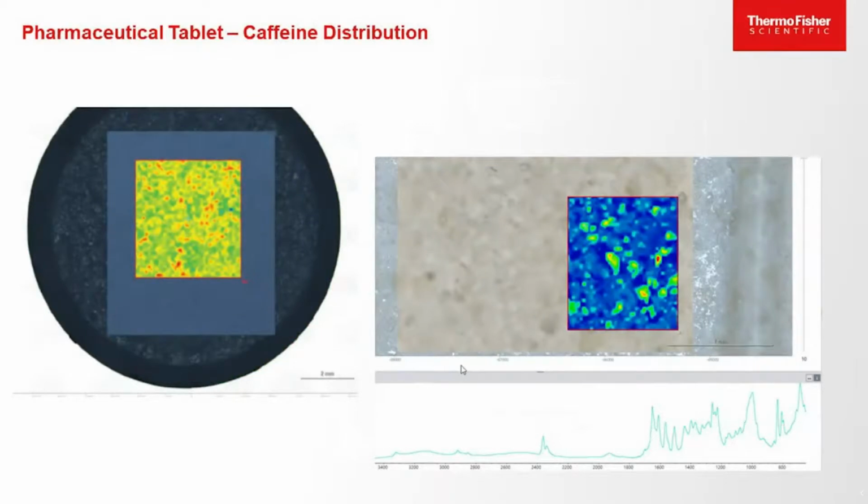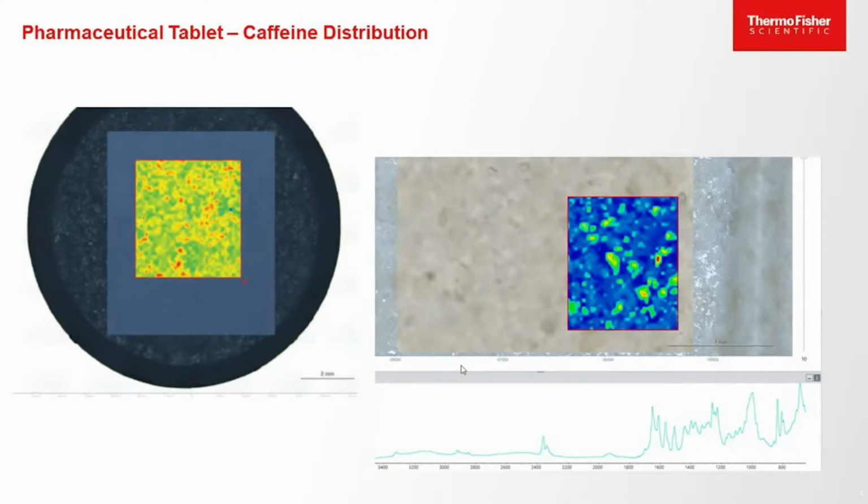Now, this is a pharmaceutical tablet where we looked at the distribution of caffeine in particular inside the tablet. So you can see two images. The one on the left, again, has the low resolution image of the entire tablet. And then you see the higher resolution box inside that. And then finally, the infrared data over a very large area.